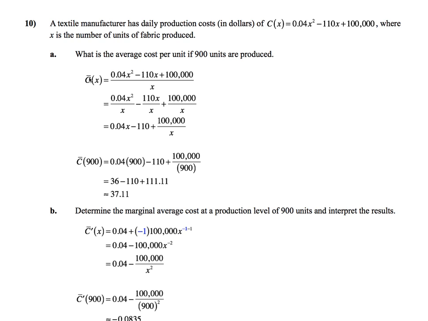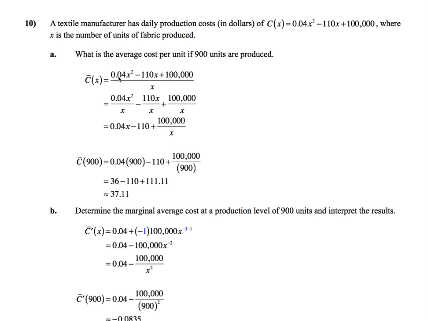The average cost function, average cost per unit, is indicated by this C with the bar. And if we put the cost function in the numerator and x, the number of units, in the denominator. If we have 10 units that cost us $1,000, then we'd have 1,000 here and divide by 10, and that would be $100 per unit. But we don't have a specific amount just yet.